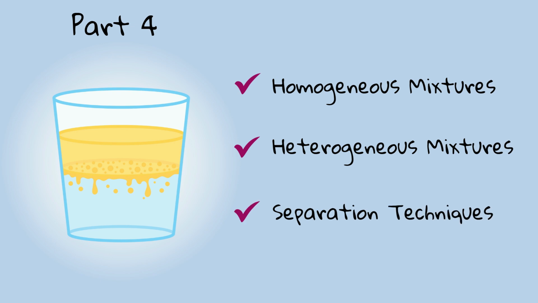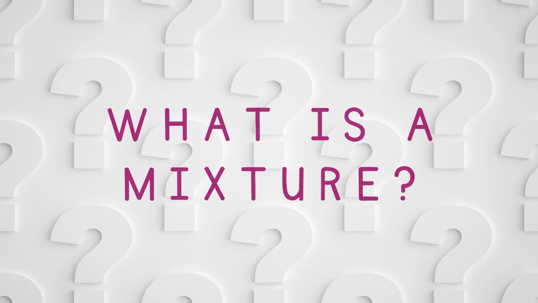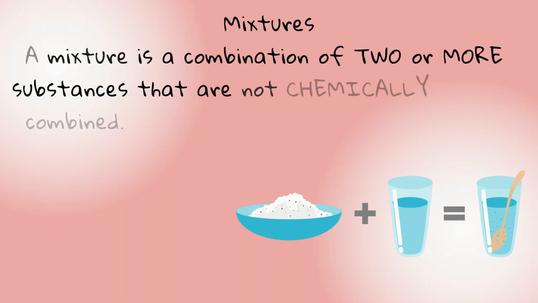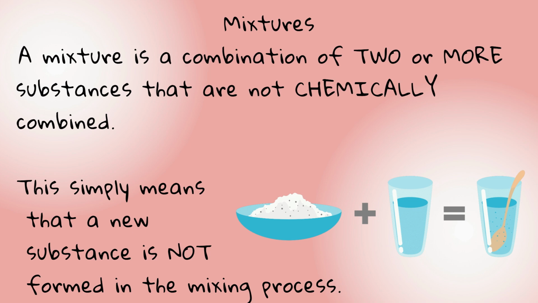Part 4. Homogeneous mixtures, heterogeneous mixtures, and separation techniques. What is a mixture? A mixture is a combination of two or more substances that are not chemically combined. This simply means that a new substance is not formed in the mixing process.